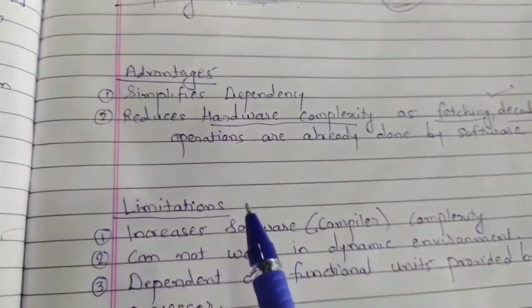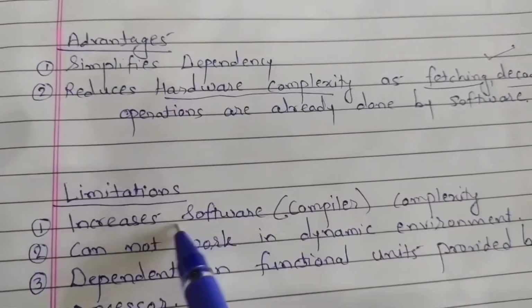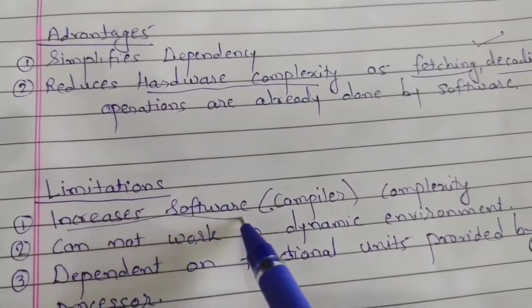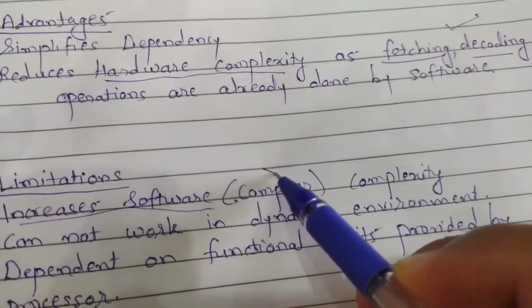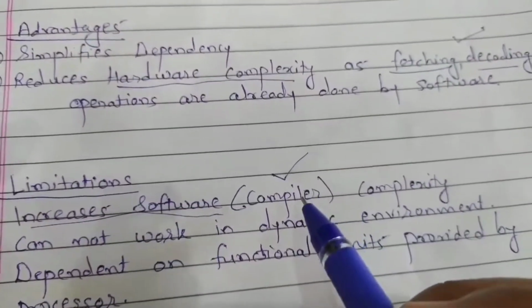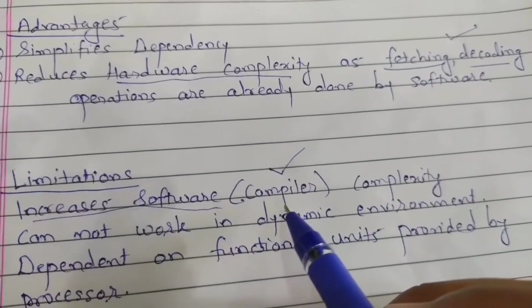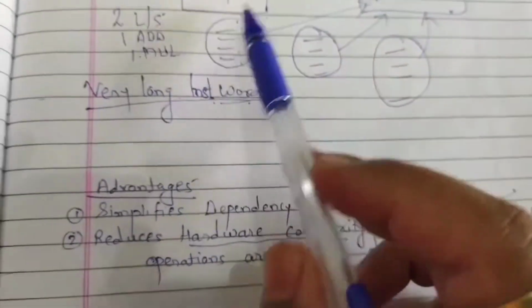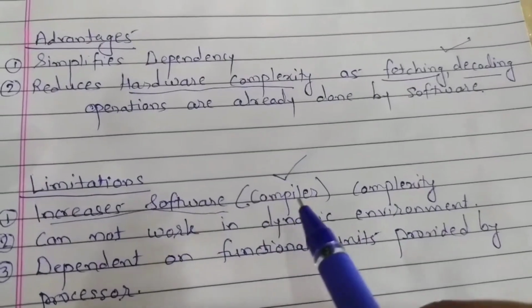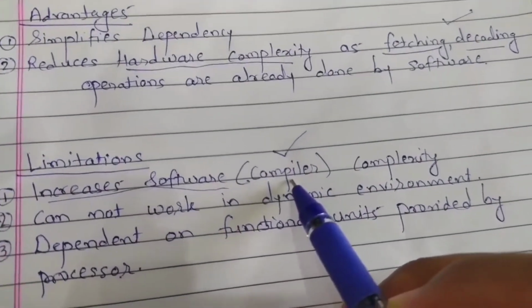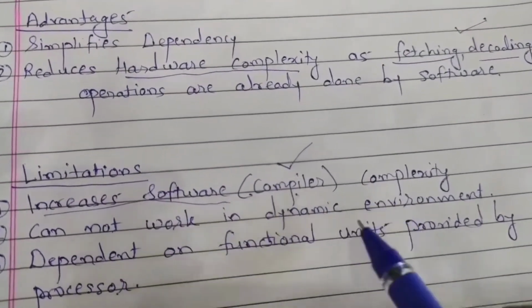While if we talk about the limitation, it increases the software complexity. Software in the sense it increases the compiler complexity. So more optimizations are required, or for grouping, that work is done by the compiler. So it has increased the workload of compiler. First thing. Then it cannot work in dynamic environment.